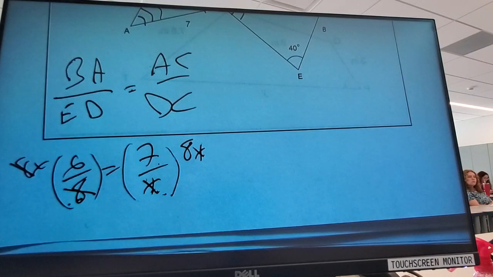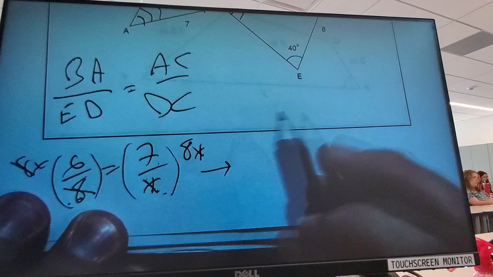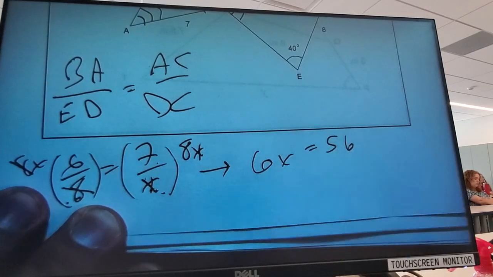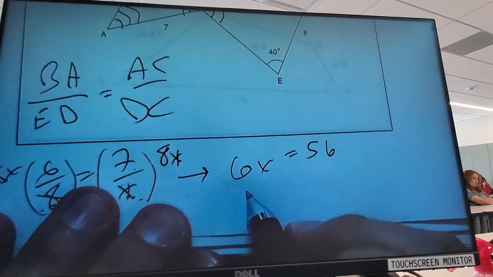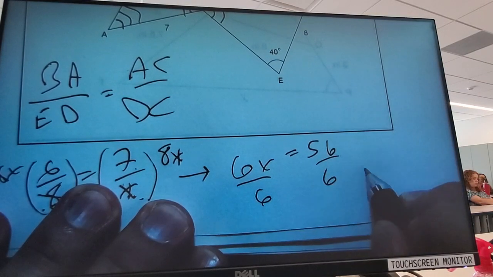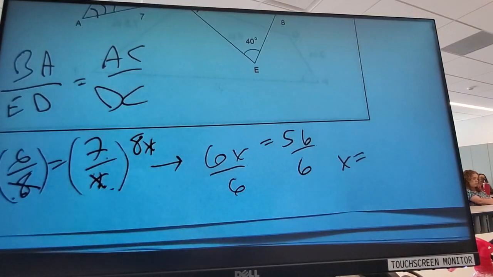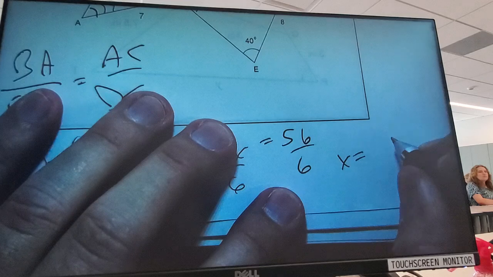So that leads to what? What equation? 6x equals 56. And then divide by 6. And when you get something like this, I normally just want the fraction. You don't have to make it into a decimal unless I say, round decimals to the third decimal place or something. What does that reduce to? 28 over 3?